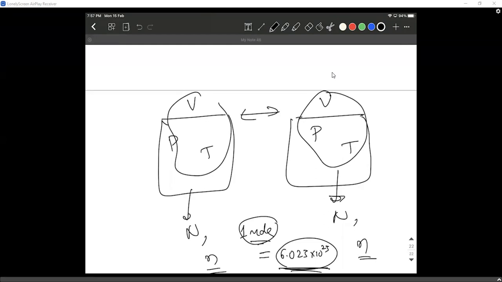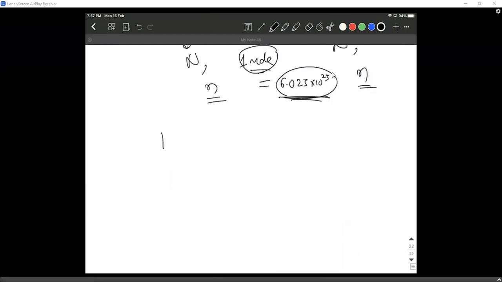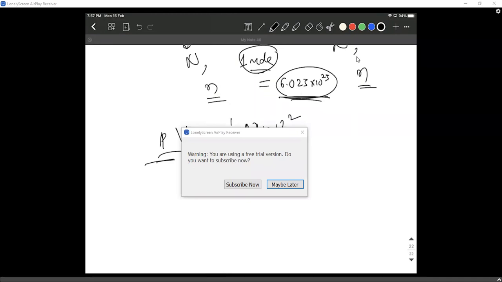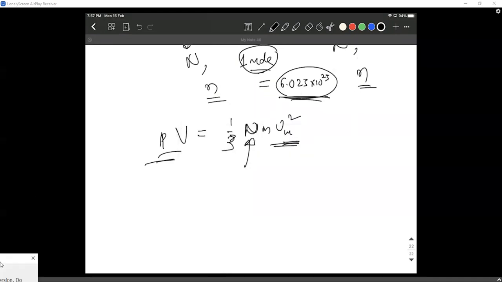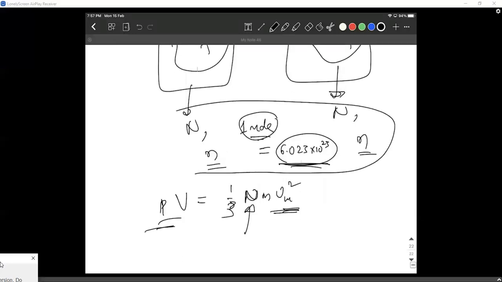He proves it from the equation only, like from the equation that we have, PV equals 1/3. What was the equation? N m v_rms square, right? So from this equation itself, these values are equal. Whenever these values are equal, this has to be equal, right? So he proves it from that, but you don't really need that proof. Just a statement that you need to remember or understand, that the number of moles are always equal whenever these quantities are equal.